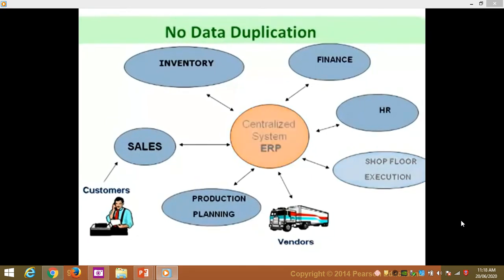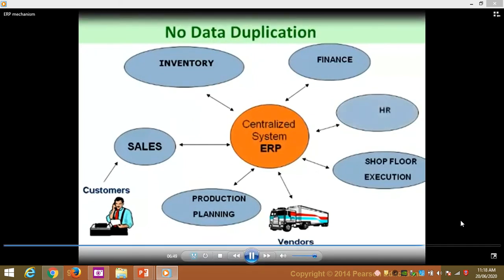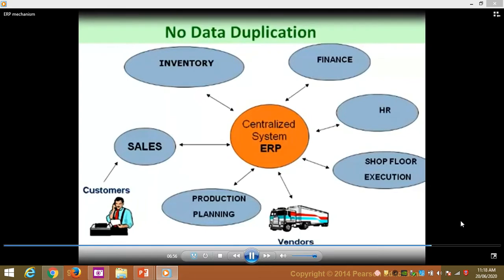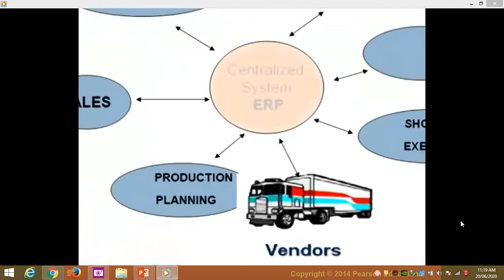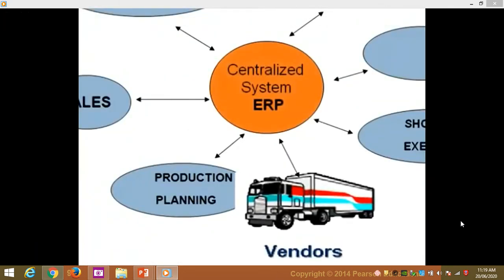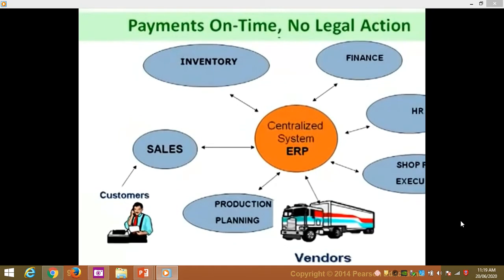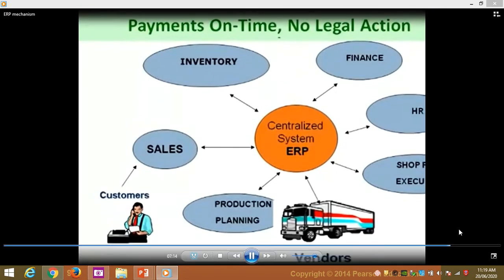The shop floor team updates their manpower status regularly in the central database, which can be accessed by the HR department. In case of a shortage of workforce, the HR team starts recruitment process with considerable lead time to hire a suitable candidate at market price. Thus, labor costs go down. Vendors can directly submit their invoices to the centralized enterprise system, which can be accessed by the finance department. Thus, payments are made on time and possible legal actions are avoided.